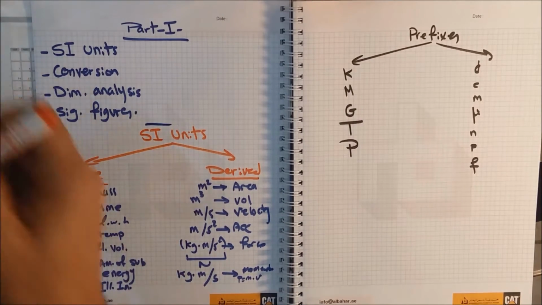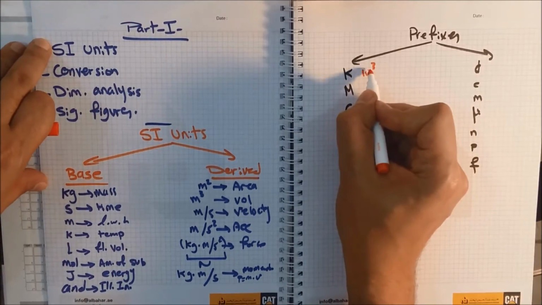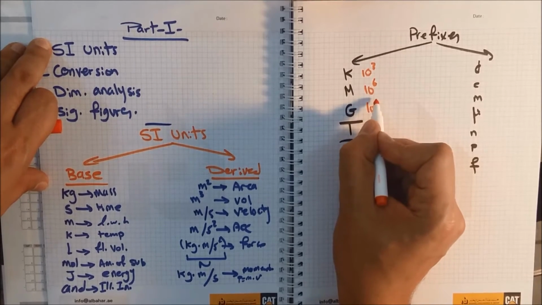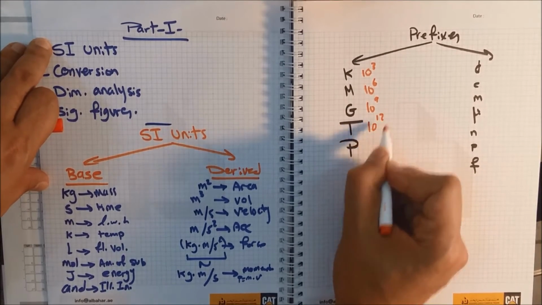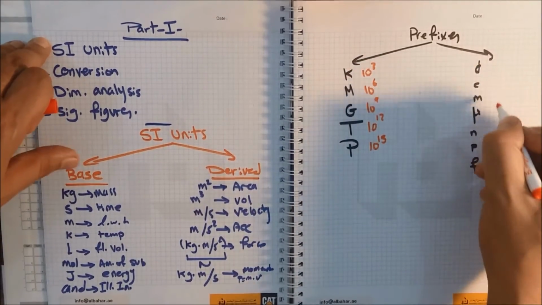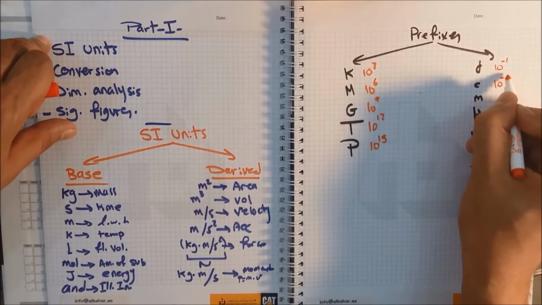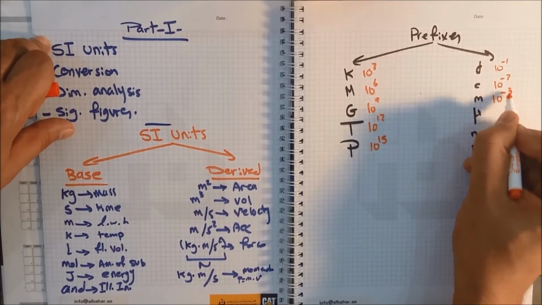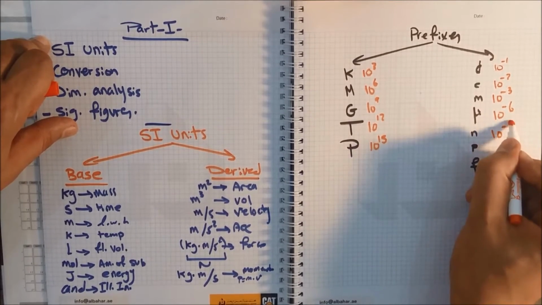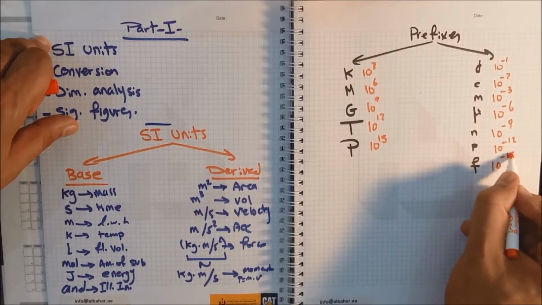Kilo, mega, giga, tera, and peta are big powers of 10, like 10 to the power of 3, 10 to the power of 6, 10 to the power of 9, 10 to the power of 12, and 10 to the power of 15. While here, this is centi, milli, micro, nano, pico, and femto: 10 to the power of negative 2, negative 3, negative 6, negative 9, negative 12, and negative 15.